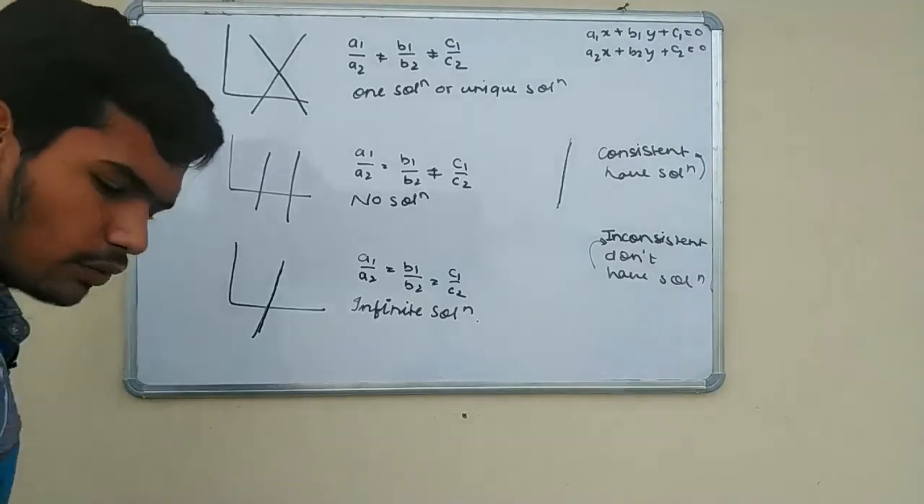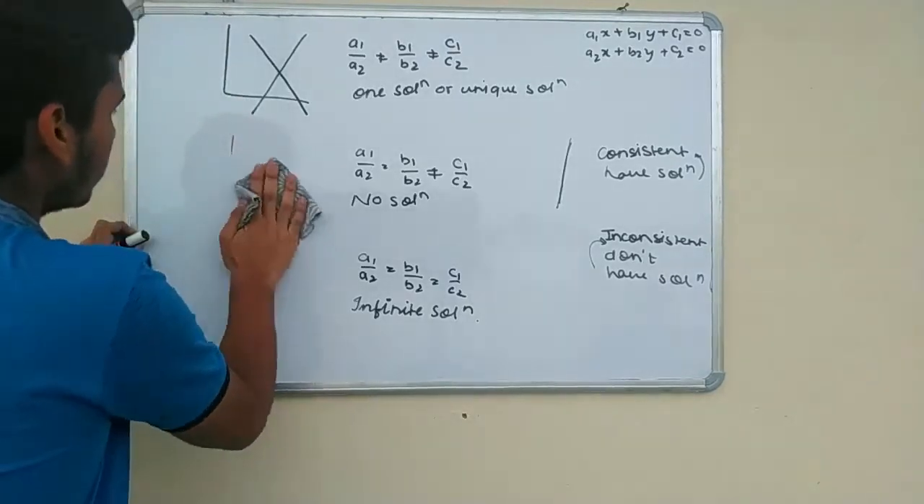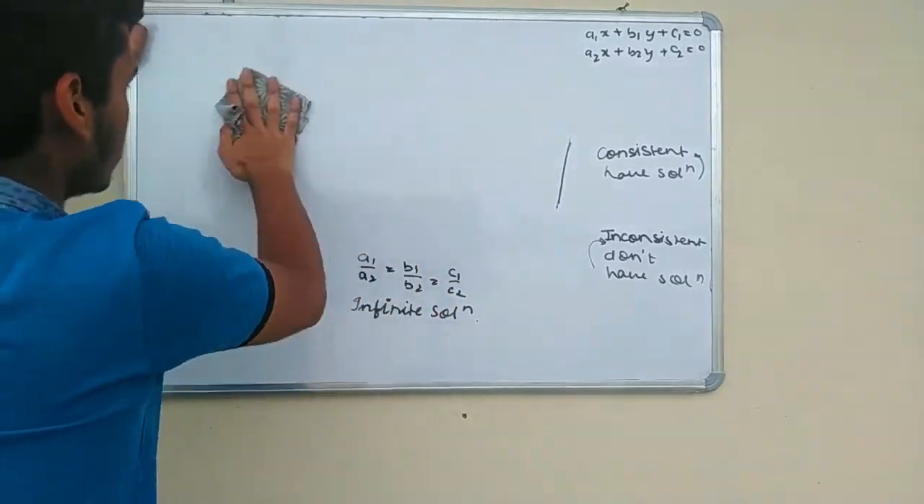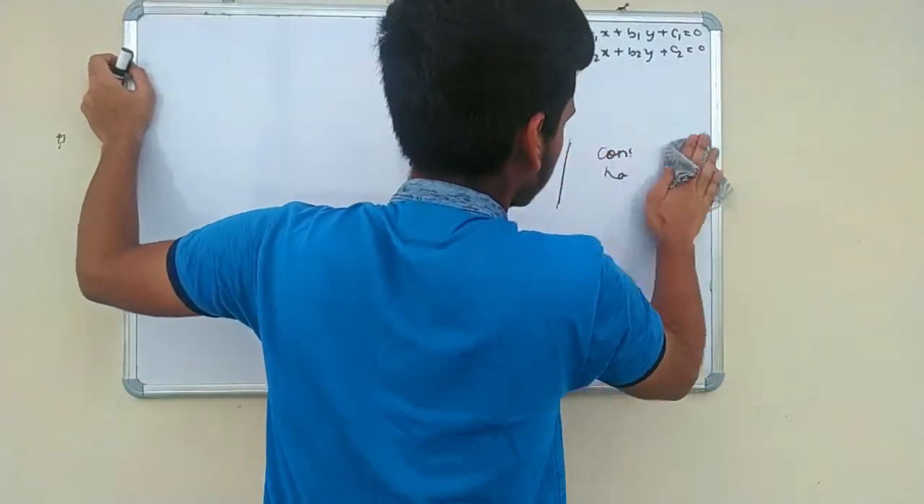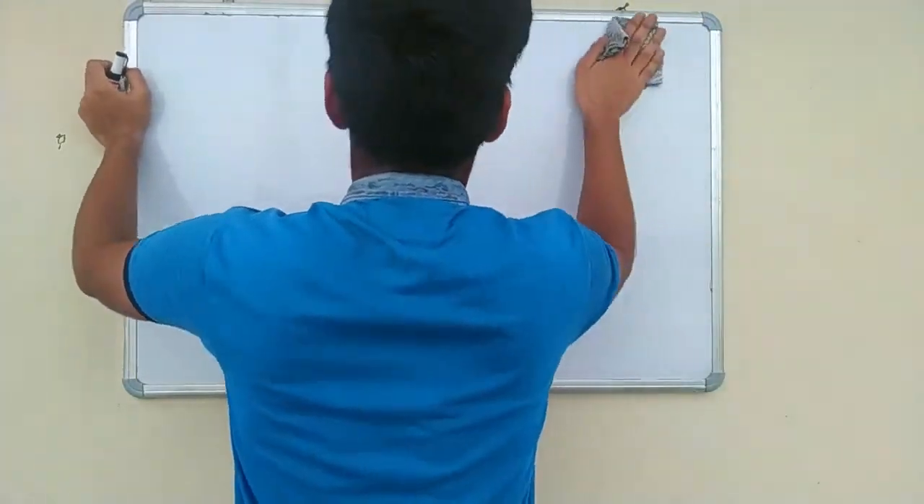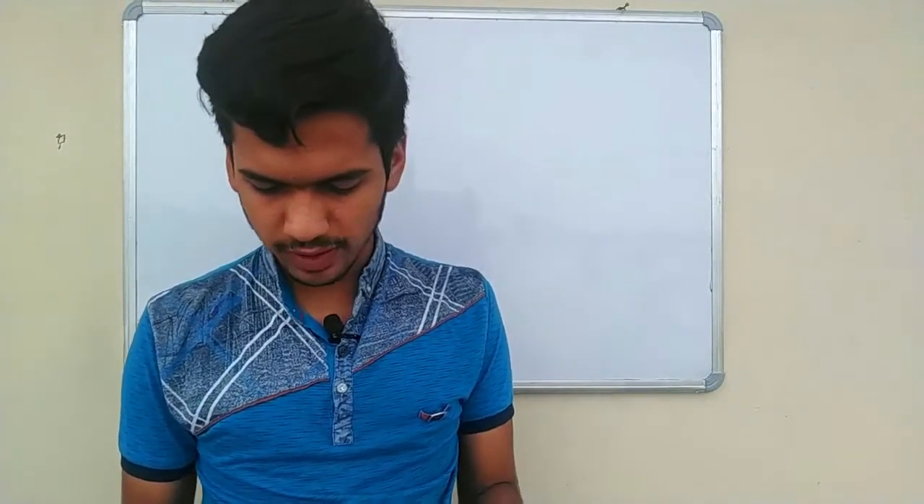Okay, now we are going to start our questions. Here is the revision of some previous concepts which we need to know before going to these questions. So here the second question asks us, on comparing the ratios a1 upon a2, b1 upon b2 and c1 upon c2, find out whether the lines representing the following linear equations intersect at a point, are parallel or coincident.